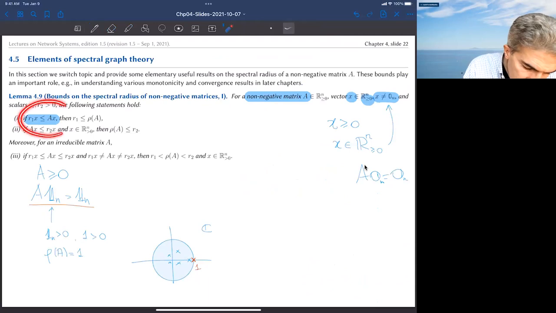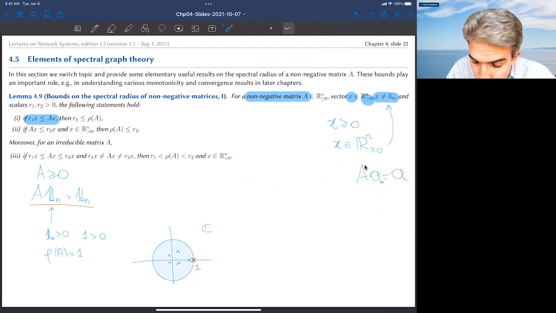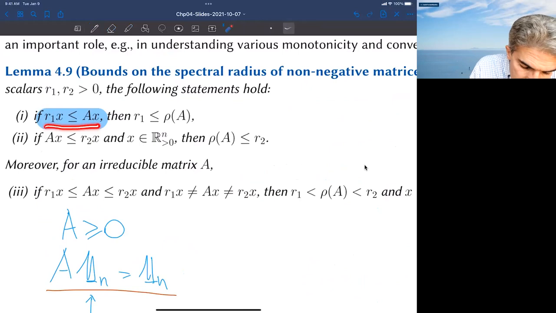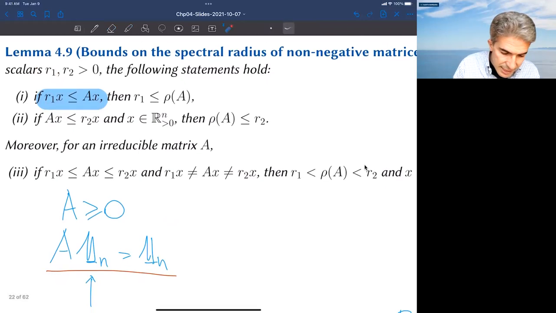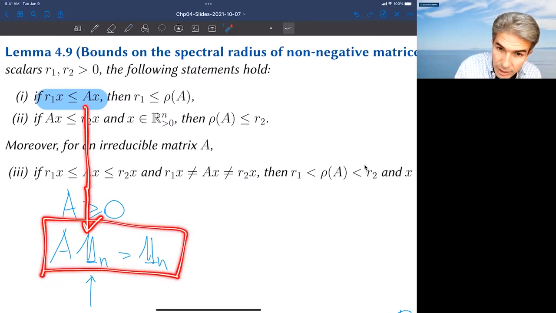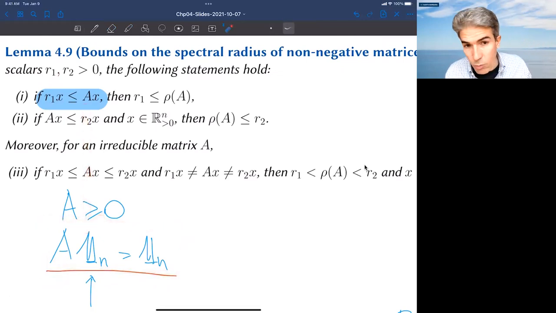If you think about this property here, if you use a vector zero, that is absolutely uninformative. But if I find a vector different from zero, non-negative, and I have this inequality, the inequality is that there exists a strictly positive number, r1, such that r1 x is a lower bound entry-wise on Ax. So notice that this equation looks a little bit like this one, meaning this is an equality, and that's an inequality entry-wise.